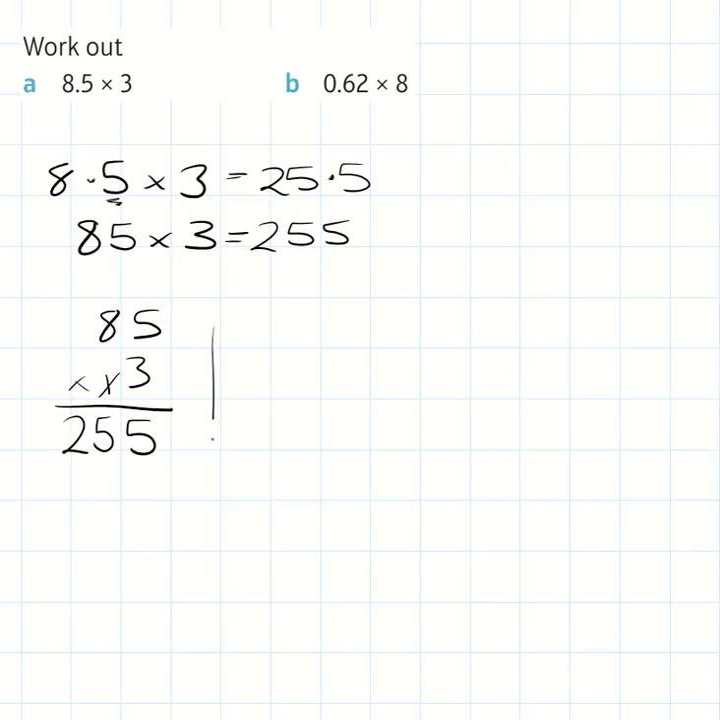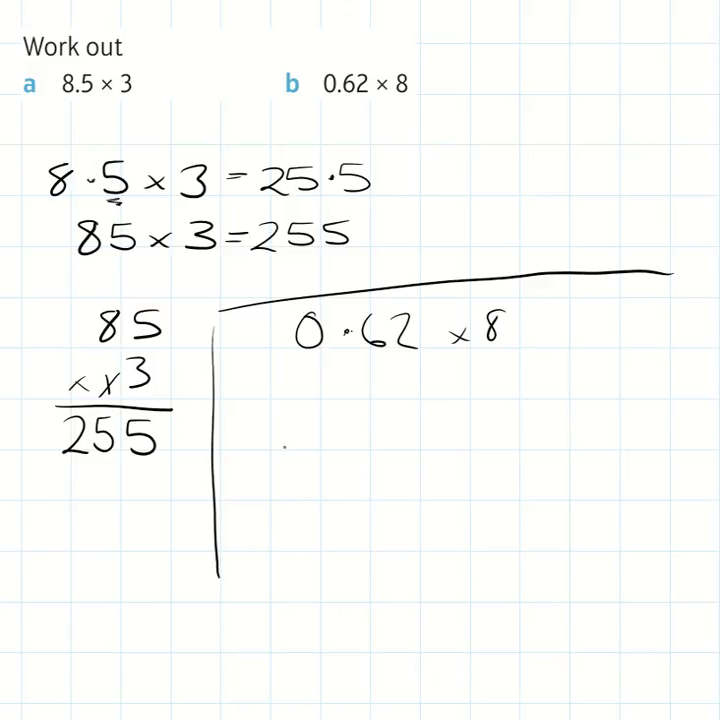Okay, let's section off a bit here and have a go at the second question. So we've got 0.62 times 8. Again, I'm going to ignore the decimal and just go straight for 62 times 8. Again, you can use whatever method that makes sense to you. So I'm going to do 62 times 8 using the column method.